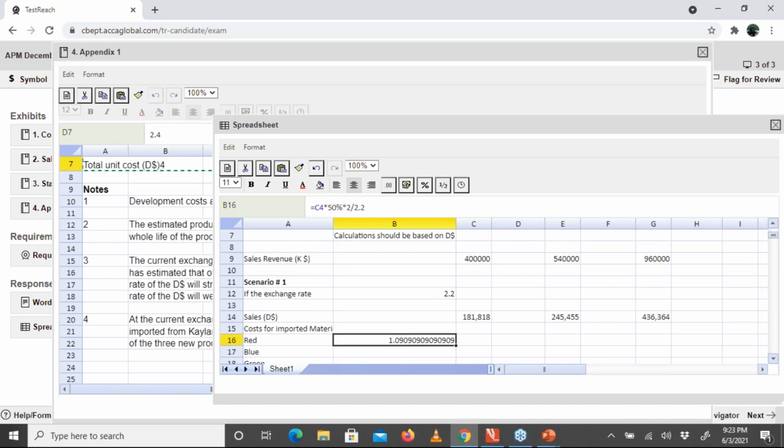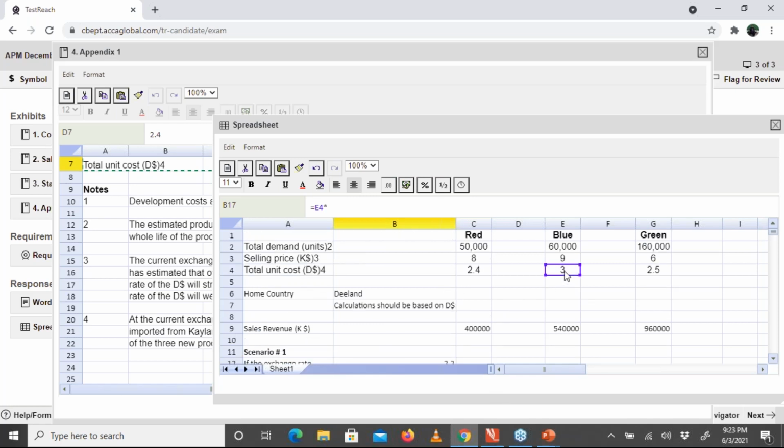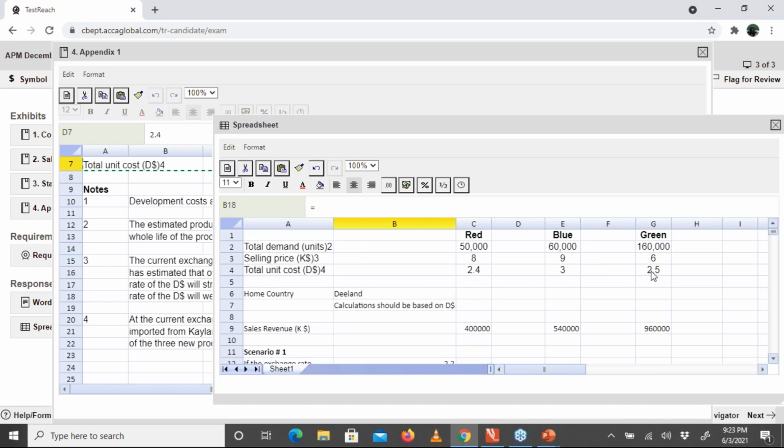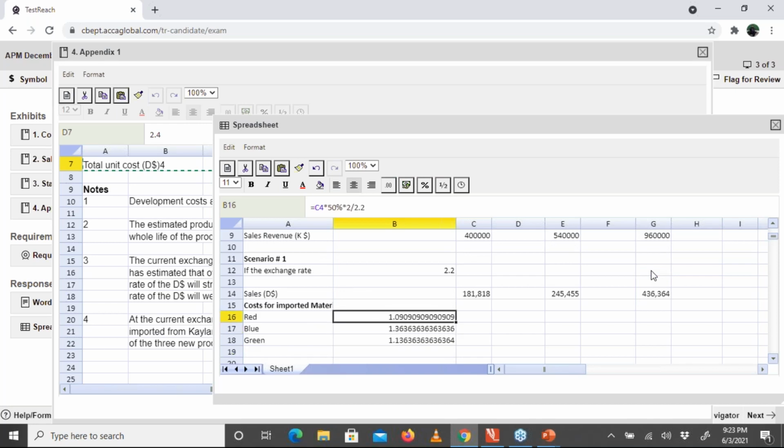So if I restate the amount, this is a cost per unit. This is the cost of imported material. If I talk about this one, it's going to be this times 50% times 2 divided by 2.2. And this is going to be equivalent to this, so this is what the cost of the imported material per unit is going to be.